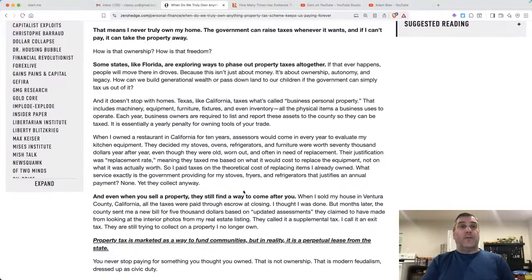Their justification was replacement rate, meaning they tax you on what it would cost to replace the equipment, not what the equipment is actually worth. So you're paying taxes on the theoretical cost of replacing items that you already own, and the tax is based on the retail replacement price of a 20-year-old range. So what is the government doing for you in return for your tax on your stoves, your fryers, and refrigerators? They're paying for more government inspectors to come shake you down for more money. That's what they're paying for.